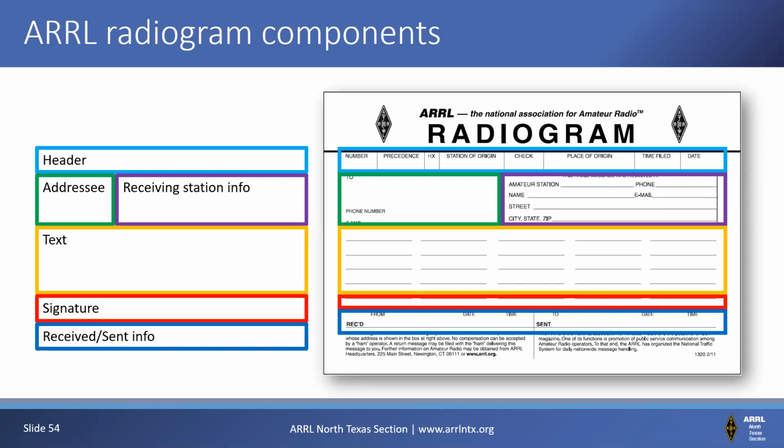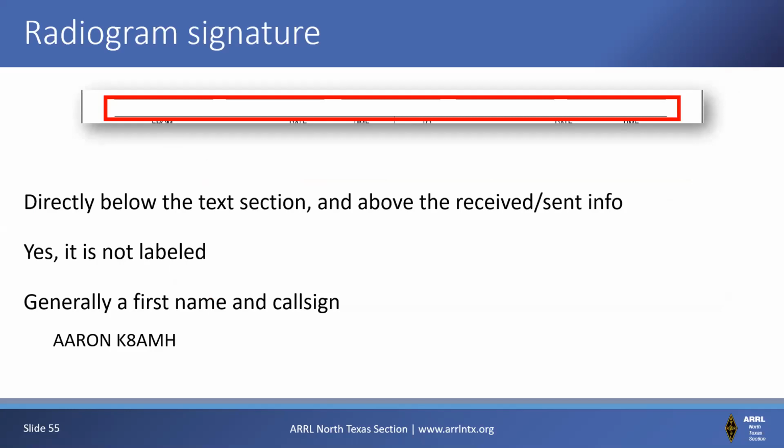The signature. So this is the last part that would generally be filled out. It's below the text and above the sent and received info with no label. So it's just one of those, we know it goes there types of things. Generally, it's your name and your call sign if you have one. So in my case, it's Aaron, K8AMH.